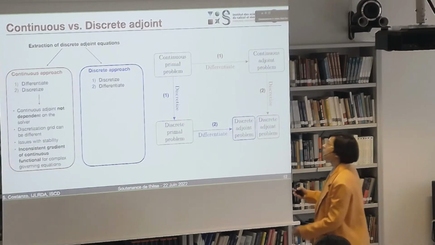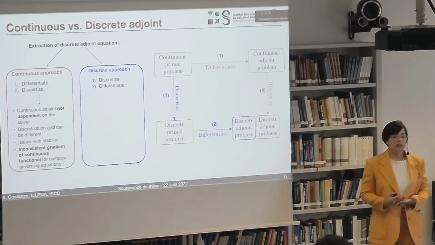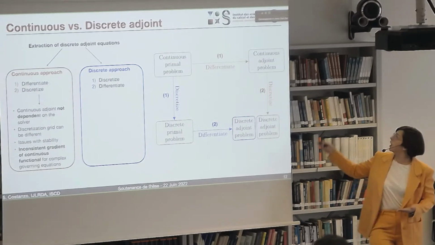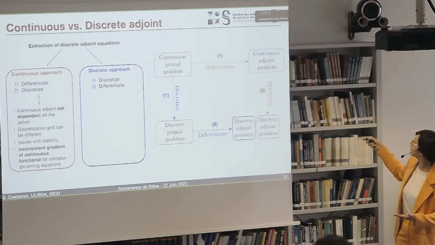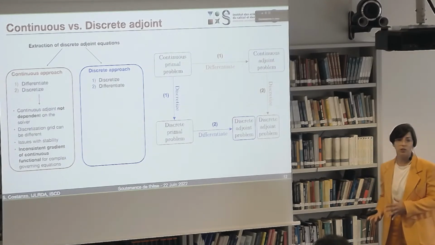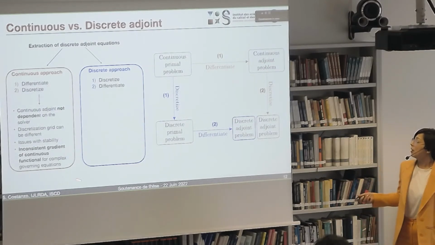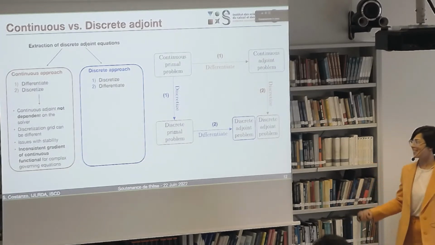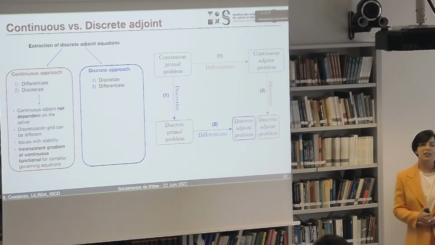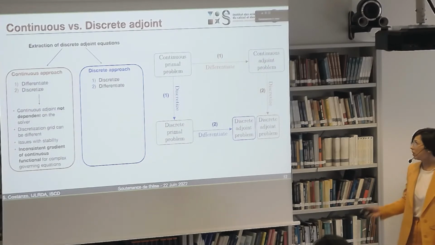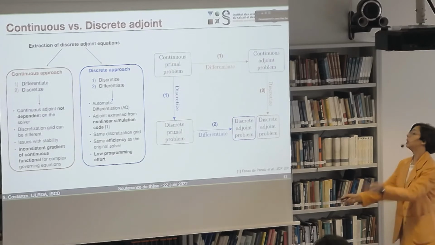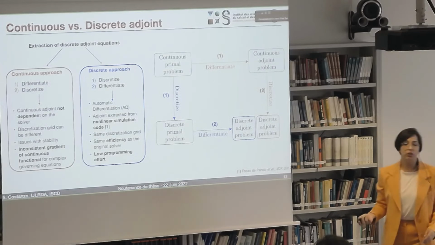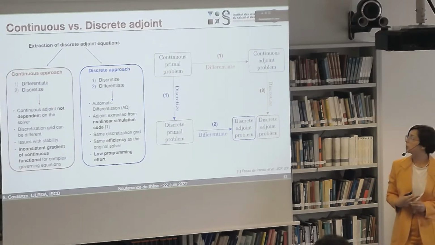In the continuous approach, the good thing is that the adjoint equations are not dependent on the solver. So once we have the continuous adjoint problem, we can discretize on a grid that is appropriate for the adjoint equation. However, we can get some inconsistency when we compute the gradient of a continuous cost functional. So we decided to use a discrete approach. We can have automatic differentiation, which sometimes can have some issues, so not have accurate results.